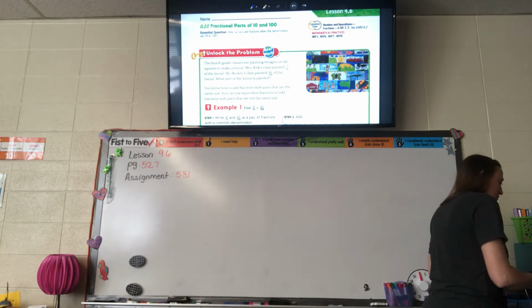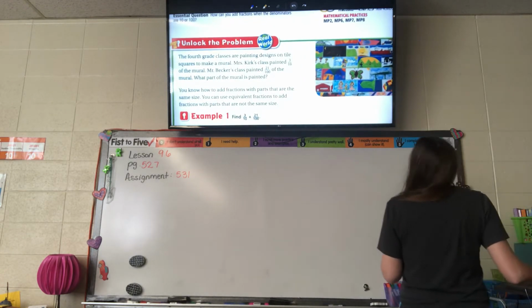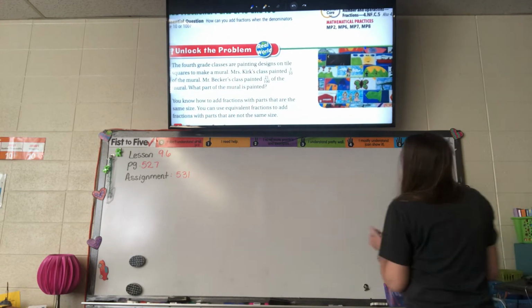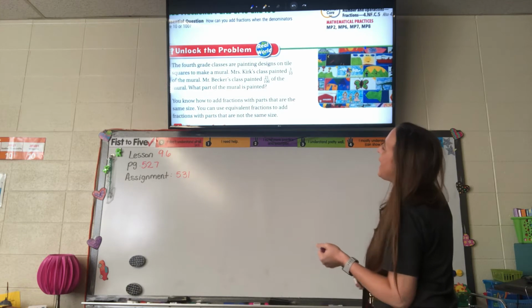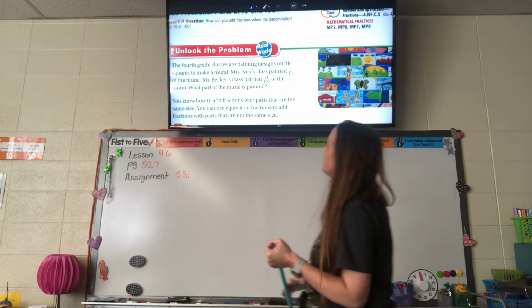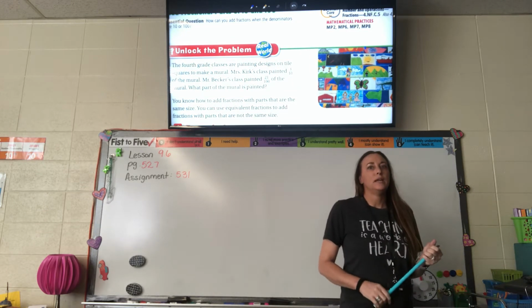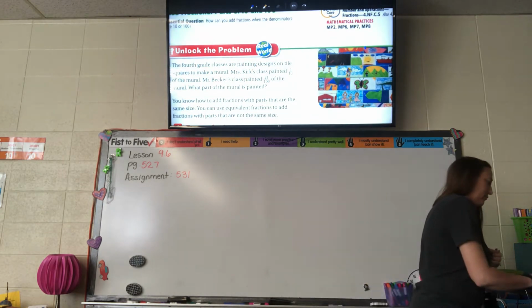The essential question, let's see if we can get this up here, is how can you add fractions when the denominators are 10 or 100? I think this will be pretty simple for most of you.